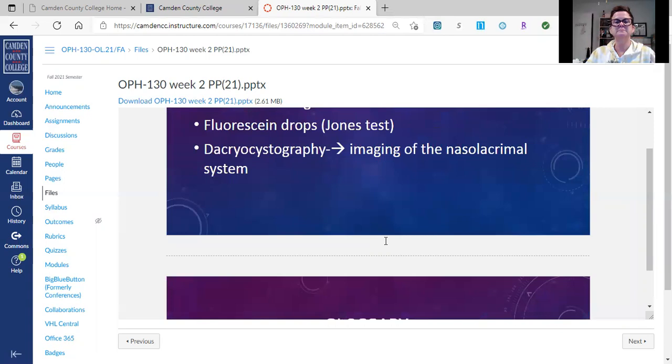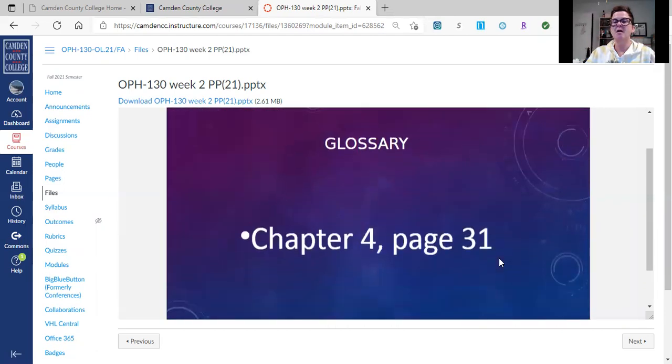All right, on page 31, there is a glossary. So familiarize yourself with those terms there.